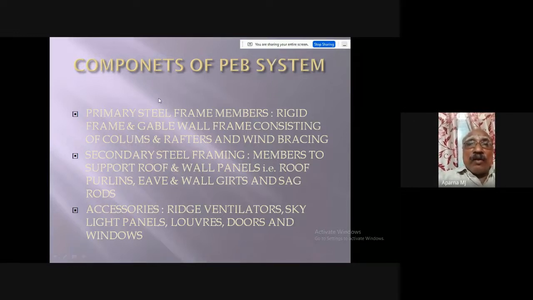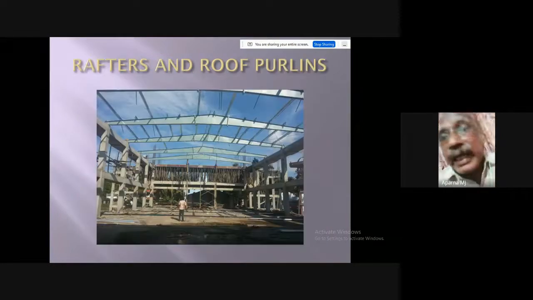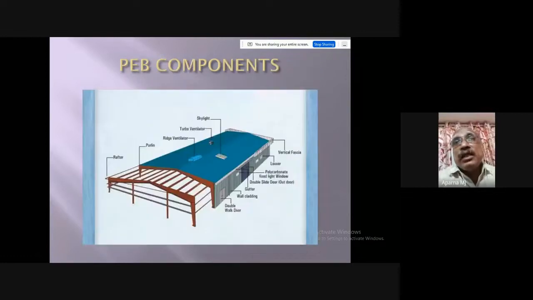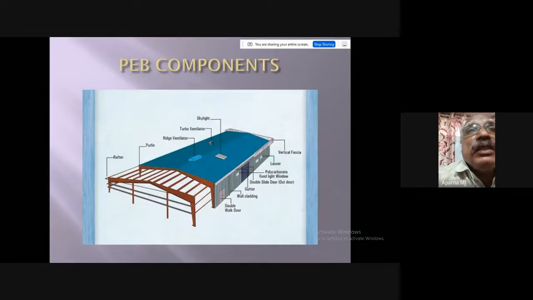The density of hot air is less, so it will rise to the top of the building, and through the ridge ventilator, the hot air will escape, so you will not feel that much heat inside the building. So the PEB system has primary steel, secondary steel, and the accessories. In this sketch, it's a schematic sketch. The rafter is shown, the upper part of the steel structure, and the vertical one is the column.